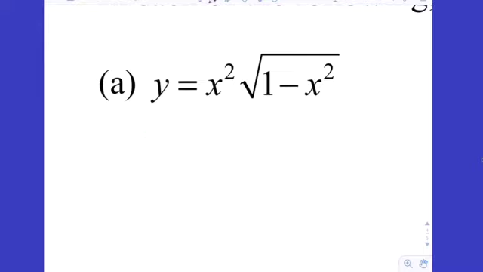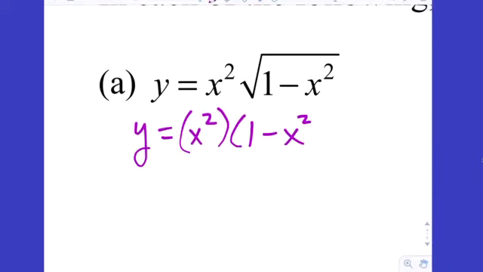Rewrite it. Good. So you'll have y equals x squared, I'll put that in parentheses, times the quantity 1 minus x squared to the 1/2 power. So what rule out of the box is this going to be? Product, right? If the first factor is f and the second factor is g, Tyler, what's the product rule?